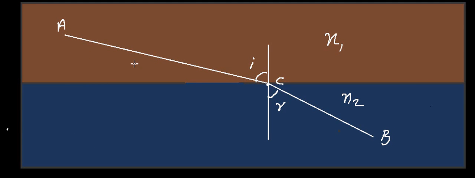Here ACB is a light ray. This light ray travels from one medium to another medium. This is the boundary between the two mediums. When a light ray travels from one medium to another medium, it bends towards the normal or away from the normal. Here this light ray is incident at point C. This C is called the point of incidence, and this is the normal drawn at point C.